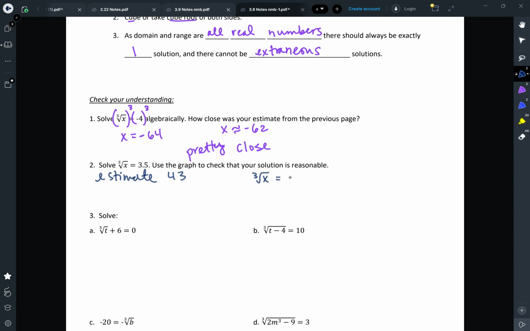I totally did this in the wrong order, didn't I? It said to solve and then check the graph. And I want to cube both sides. I know on your test you're going to be doing it the opposite way around, though. You're going to be looking at the graph.